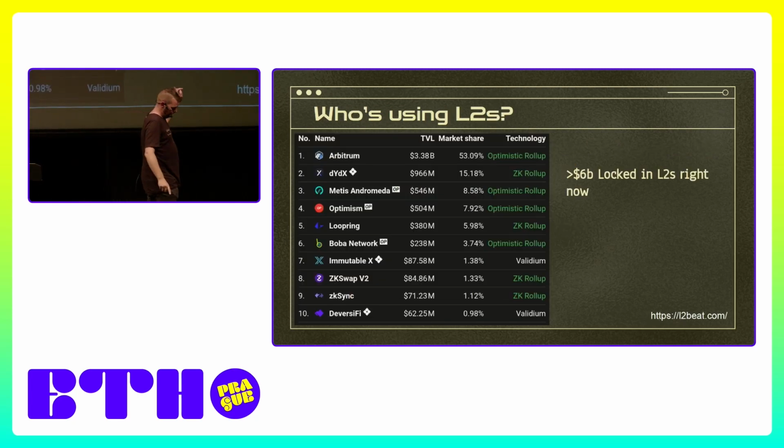I did this thing months ago, before the market downturn, and at the time, $6 billion was locked in L2s. I looked it up today on the same website, and it's 4.8. So considering the massive downturn we've had recently, this is not bad. The L2s still have a lot of strength.